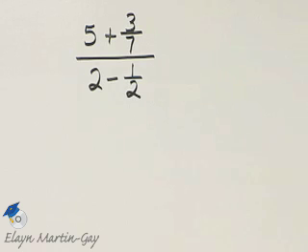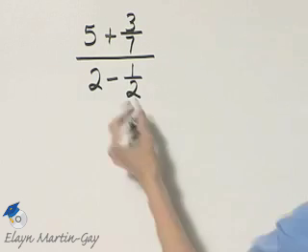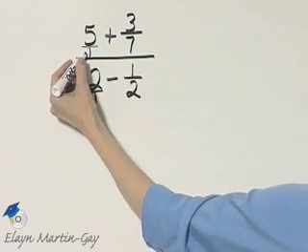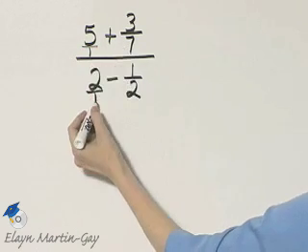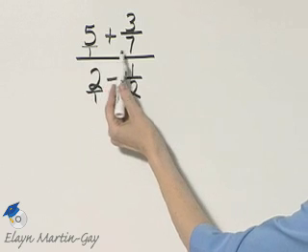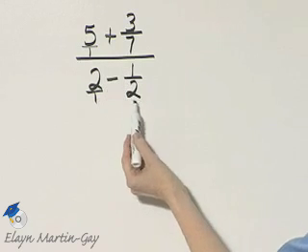I'm going to use another method, and that will be the following. Let's look at the denominators: 1, 7, 1, and 2. What is the least common denominator for those four denominators? 1, 7, 1, and 2.